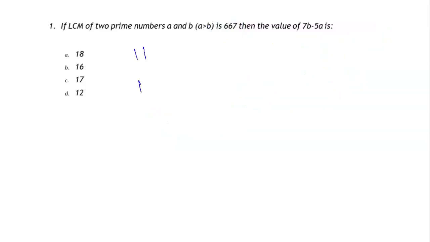11, 17, 21, 27 prime number. So this is not a possibility. Okay, so 27 is not a prime number. So the next number is what? 31, 37. Or 21 is also not a prime number. So that's not a possibility.